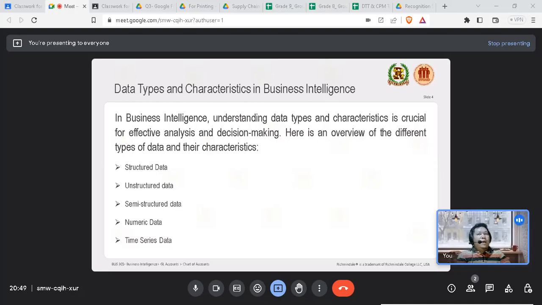Then anomaly detection: identifying unusual or abnormal patterns in the time series data that deviate from the expected behavior. Another one is correlation and causality: analyzing the relationships and dependencies between multiple time series variables, determining if changes in one variable influence others.